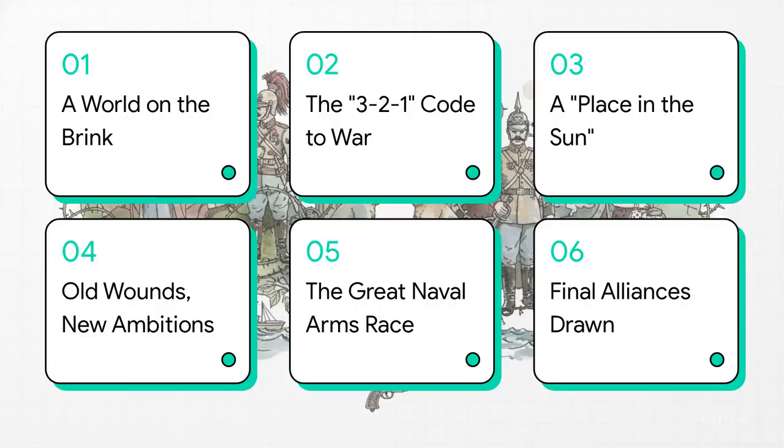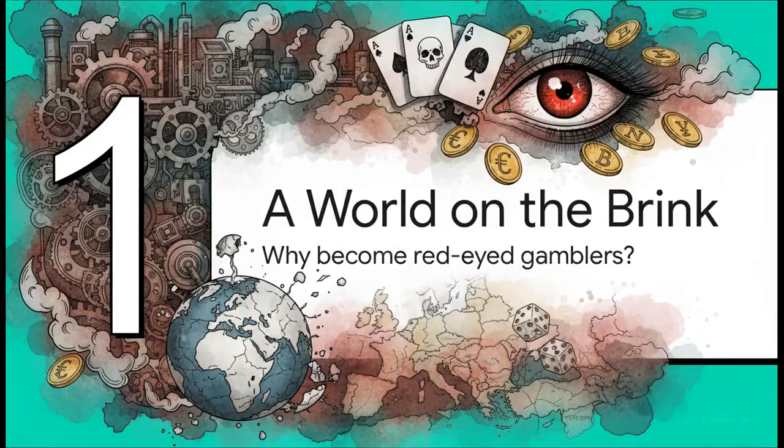So here's the game plan. First, we'll look at this world on the brink of disaster. Then we'll unpack that 3-2-1 code. And after that, we'll walk through the 3 big rivalries and the 2 alliances that basically set the entire planet up for a fight. So really, what on earth could make the most civilized nations on the planet suddenly turn into red-eyed gamblers, willing to risk everything they had on one catastrophic war?